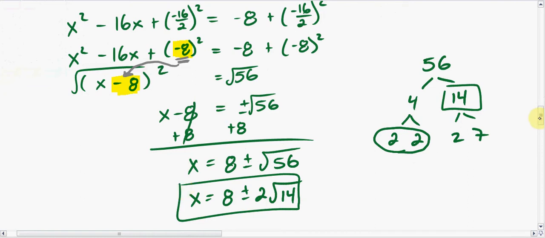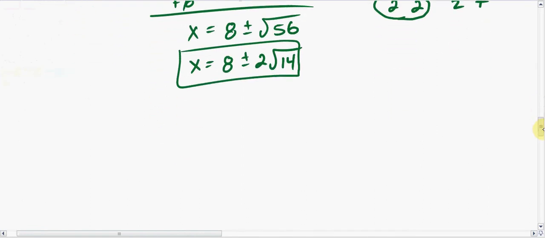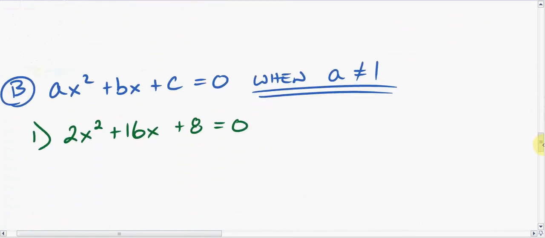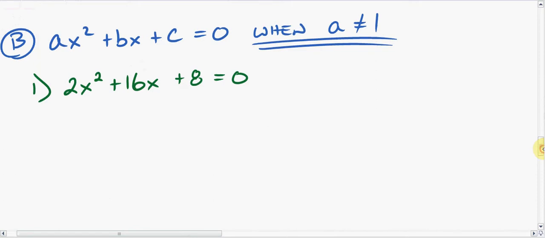We're going to complete the square again. It's a very similar process, only we have now ax squared plus bx plus c equals 0 when a is not equal to 1. Alright, so you really have to pay attention to what your leading coefficient is. You don't want your leading coefficient to be a number other than 1. If it is, you have one extra step. You cannot complete the square when this number is not 1.